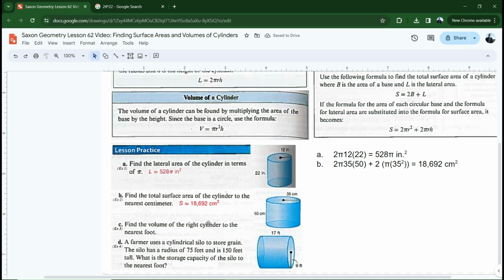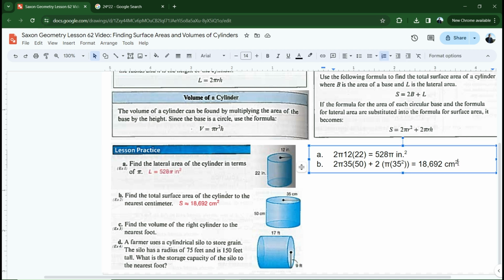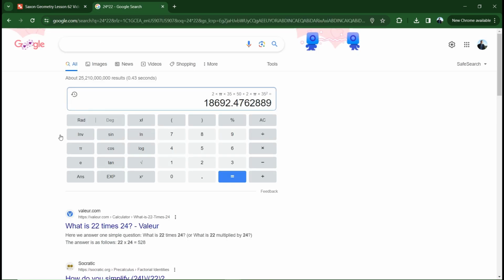All right, next we need to find the volume of the right cylinder over here to the nearest foot. The volume is a really simple equation. It's just pi r squared times the height. And by the way, I'm on this cylinder down here. Pi r squared times the height. So this is going to be pi times 9 squared. 9 squared is just 81, so I'm just going to plug 81 in right away, times 17. So pi times 81 times 17.